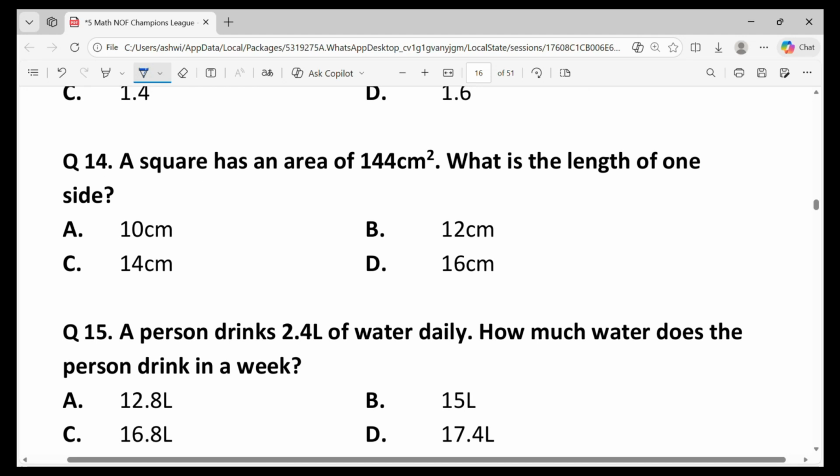Question 14. A square has an area of 144 centimeter square. What is the length of one side? The area of a square is given by the formula A is equal to S square, where S is the side length. So A is equal to S square, that is 144 is equal to S square, that gives us S is equal to 12. That is option B.